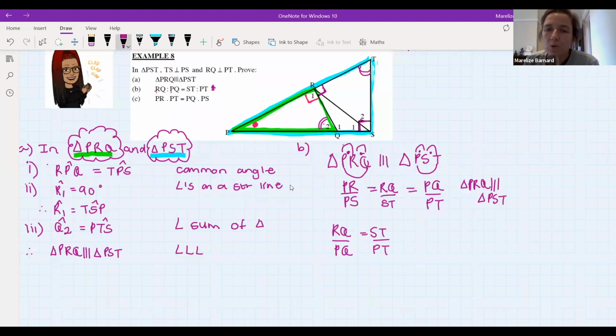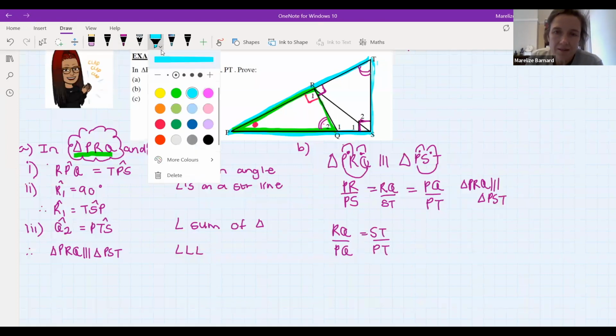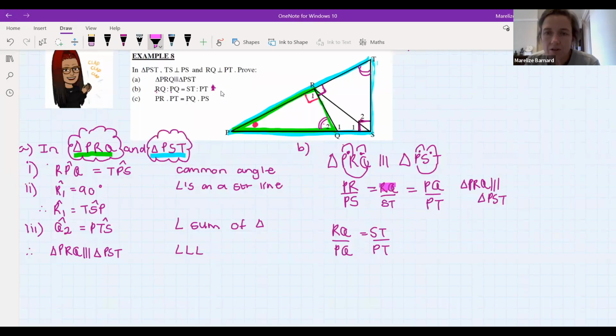So you go where you put all your sides in proportion, and you get your highlighter out again, and you look for the sides that you need in this answer. It's a bit of a backwards thinking thing. So here we've got RQ, we need PQ and ST and PT. Okay, so here's the ratio that we are going to work with, but we somehow need to juggle it around so that it looks like this.